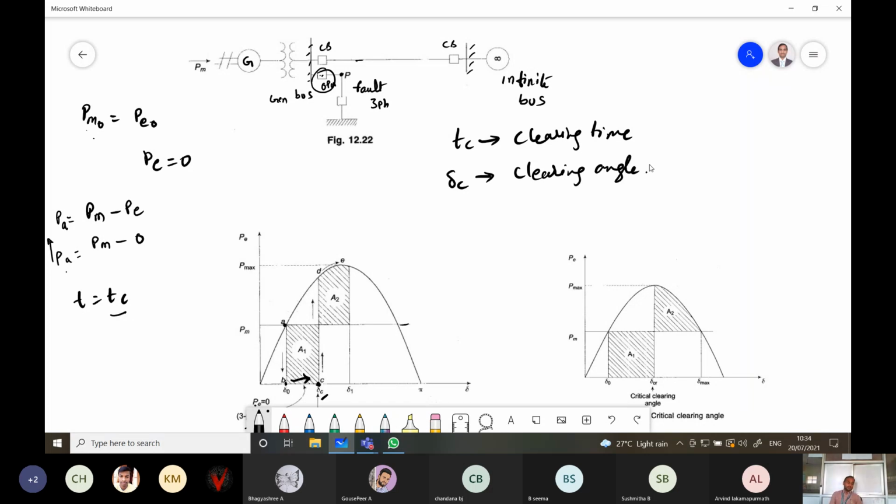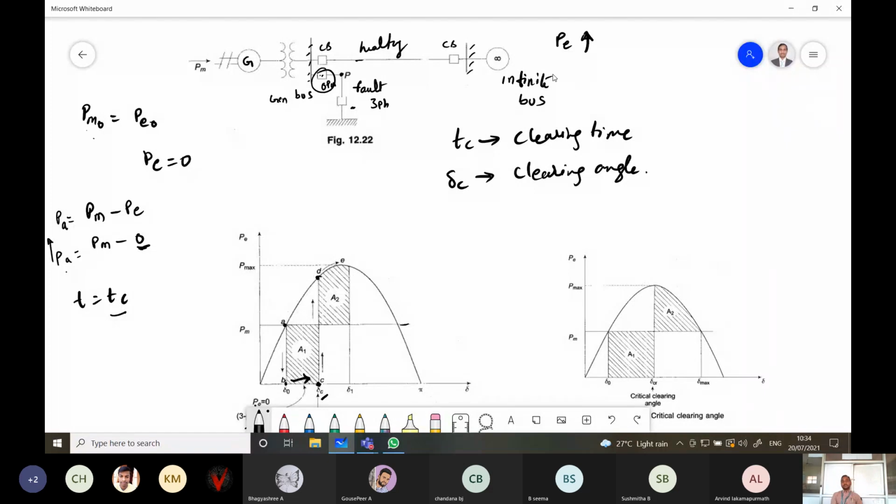What happened at this point? The system once again becomes healthy. The fault is cleared by opening the circuit breaker, and the fault remains only here, so the radial system will be healthy now. Immediately the power PE will be increasing. Once the three-phase fault is removed, PE, which was 0 before, suddenly increases, jumping to point D from here to here directly.